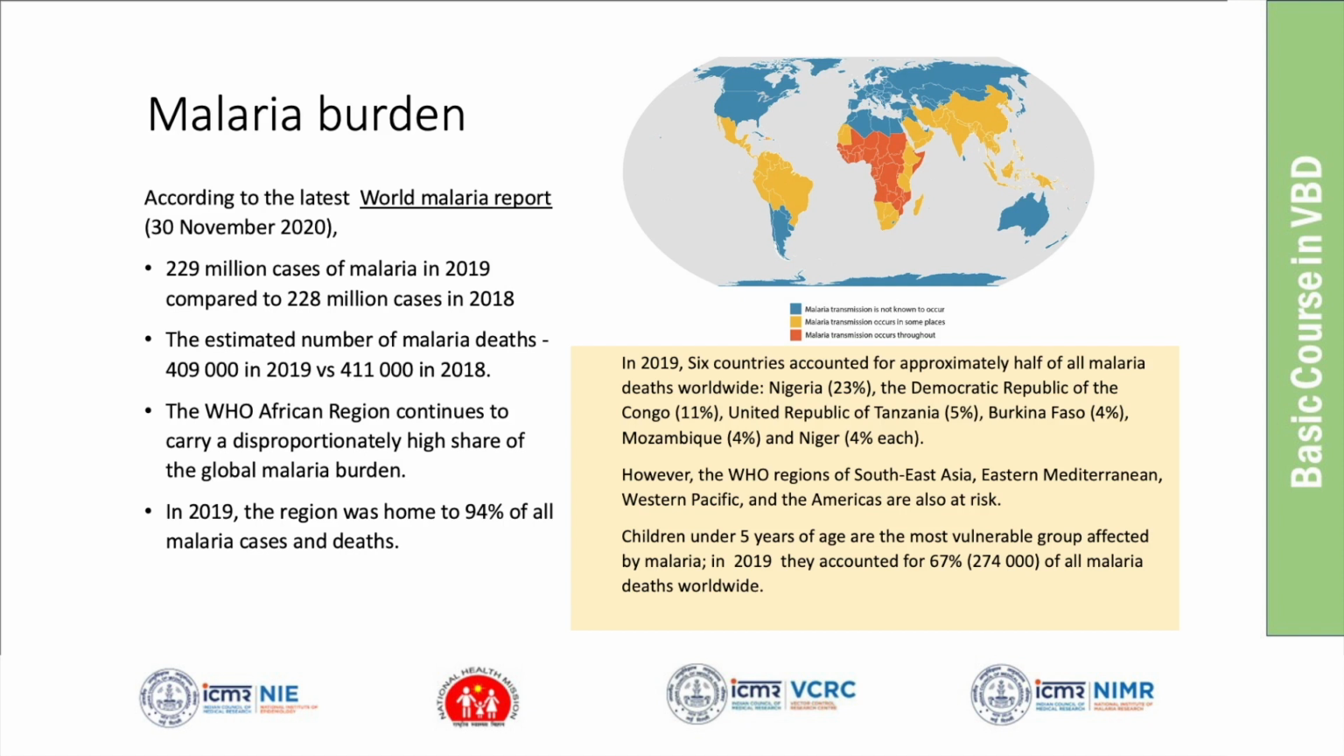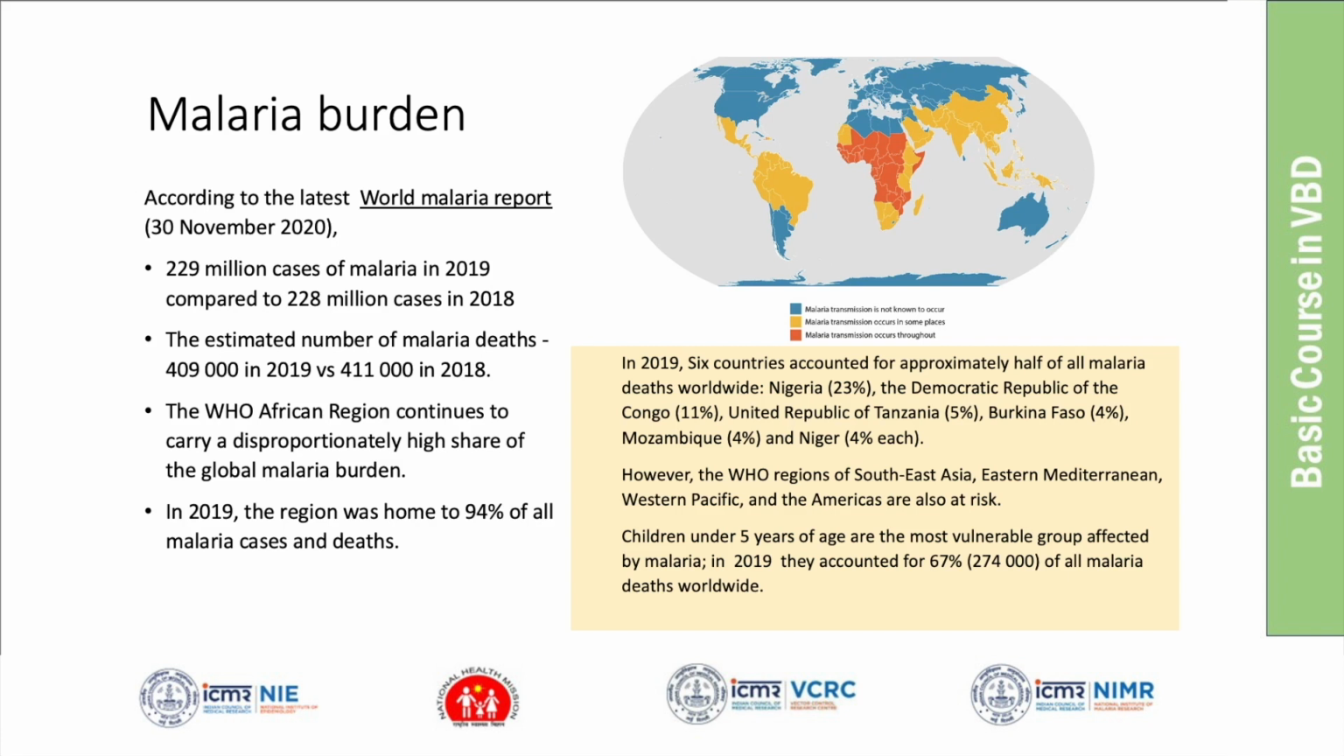This is a global scenario where they say there were around 229 million cases of malaria in 2019 compared to 228 million cases in 2018. So there is a static stage, and I'm saying between 2019 and 2018 only 1 million cases have dropped in the world. And the estimated number of malaria deaths is around 409,000 in 2019, which has increased, which was more in 2018. So the drop is not so much during the last few years.